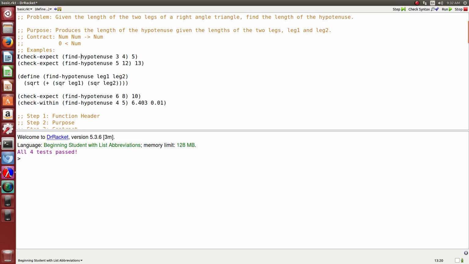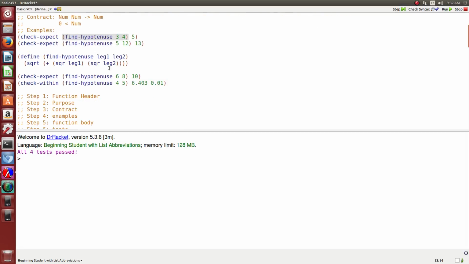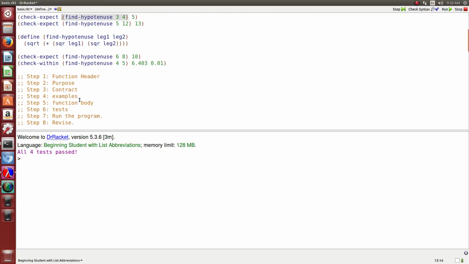Normally, people will know that you don't actually write in check-expect. You're only going to be running find-hypotenuse. You're not going to be running check-expect find-hypotenuse. But these work well for our own purposes of testing, as well as giving examples.